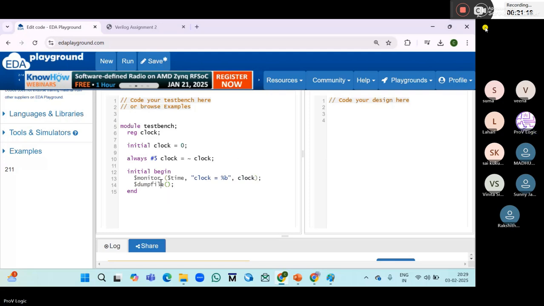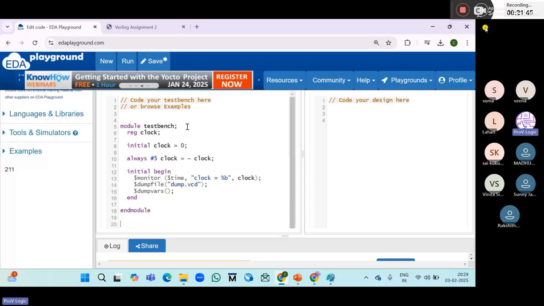Here, in dumpfile we need to put dump.vcd or the design name. Here I am not writing any design name. If I write a design name, I can put the design name .vcd, but here I'm just mentioning dump.vcd. Then $dumpvars: whatever variables are there, we are dumping into the waveform. End module. Okay, so this is how we can generate the clock program.